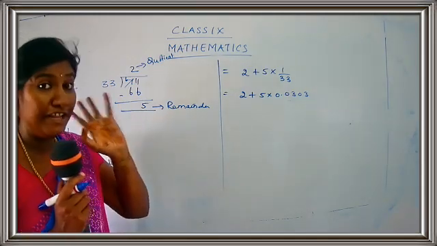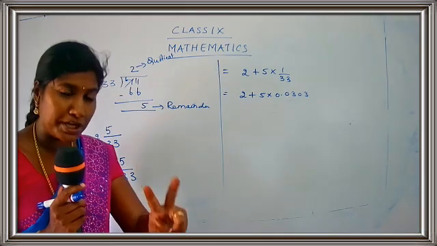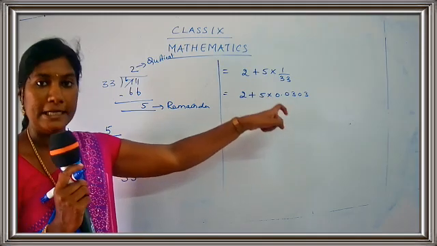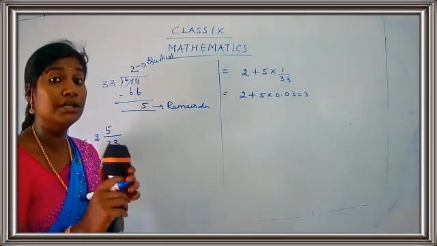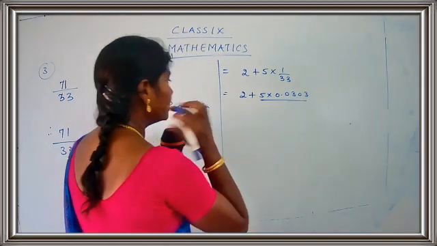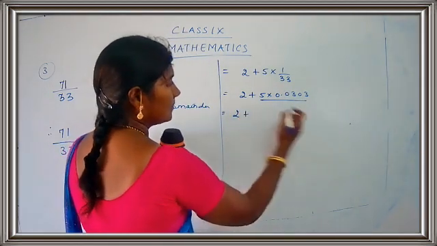You have to be very, very careful whenever you have two operations. Just apply the rule. So you have an addition and a multiplication. That means we have to do the multiplication part first. So this should be done first. So what is it? 2 plus. Let's multiply here.